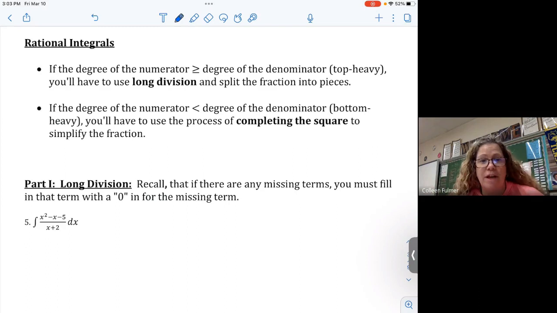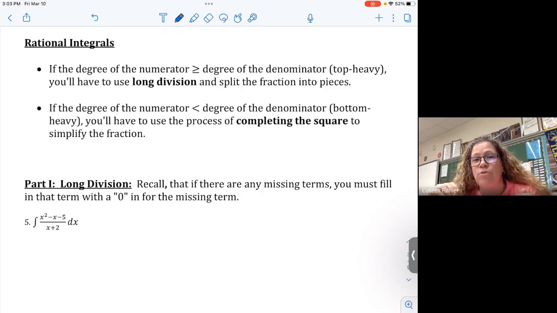If you look at the two bullets I have here, it says if the degree of the numerator is greater than or equal to the degree of the denominator, in other words, it's top heavy. You've got more x's up top than you do on the bottom, and by that I mean the exponents. The exponent up top is bigger than the exponent on the bottom. Then you have to use long division to split the problem up into smaller pieces.